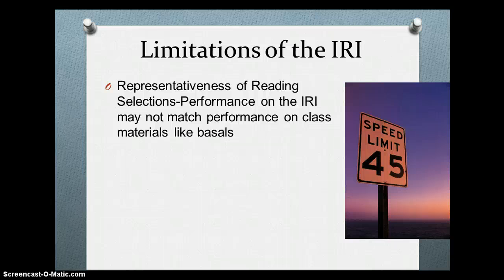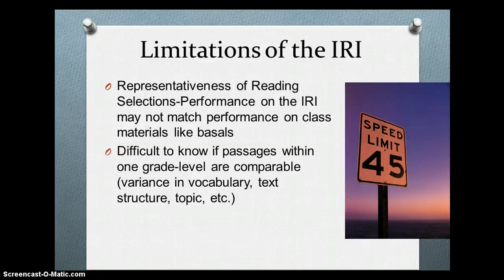So just because a student scores independent on level 4 may not mean they can read all fourth grade materials they are presented with. There are a lot of variables within each of these passages: vocabulary, text structure, text complexity, all of those things. And it's difficult to know if passages within one grade level are comparable. Like I was just saying, even though there are 8 passages in level 4, they haven't all been controlled for sentence length, sentence structure, vocabulary, topic, all of those different things.